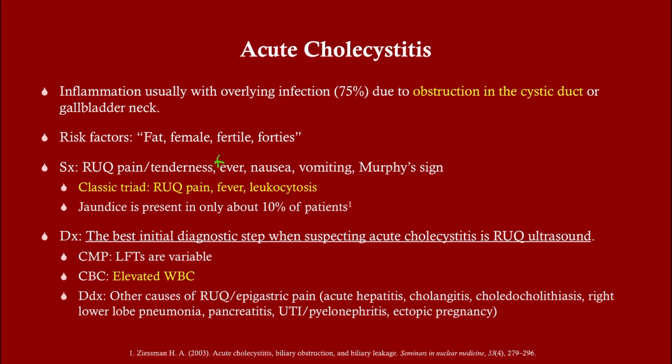You can also do it with your ultrasound device, and that's called a sonographic Murphy's sign, but it doesn't really matter. The classic triad for acute cholecystitis is right upper quadrant pain, fever, and leukocytosis. Jaundice is present in only about 10% of patients. Now, how would you get jaundice with cholecystitis?